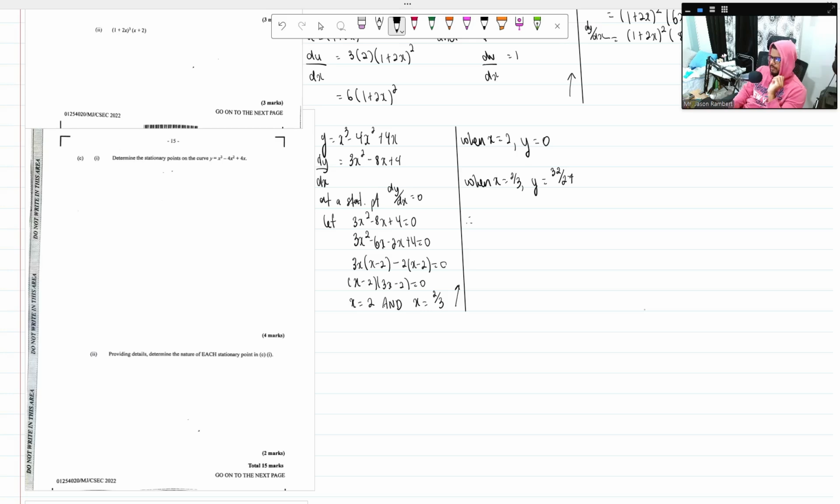So therefore, stationary points occur at (2, 0) and (2/3, 32 over 27).